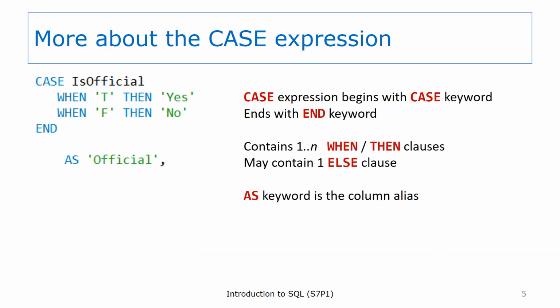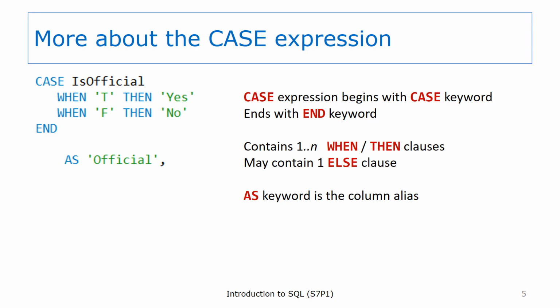So let's look at the case expression in more detail. Here you see the complete case expression that was used on the previous slide in the select statement. A case expression starts with the keyword case and it ends with the keyword end. In this type of case expression, the case keyword is immediately followed by the column name that we want to work with. In this example, the work that we want to do with the official column is to translate the value into a yes or no value.